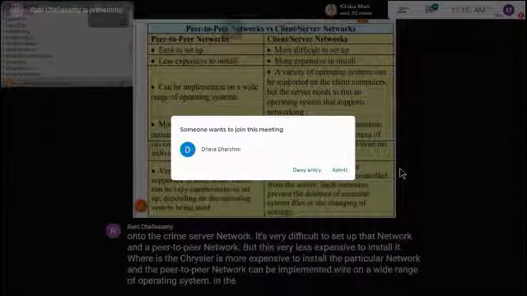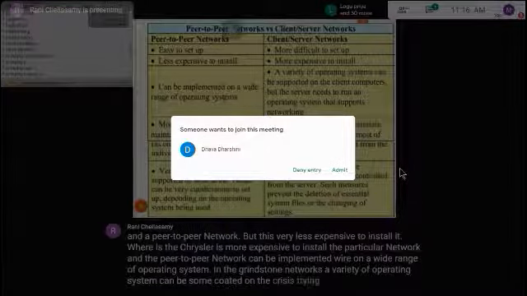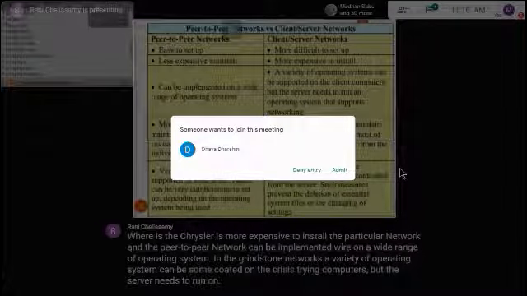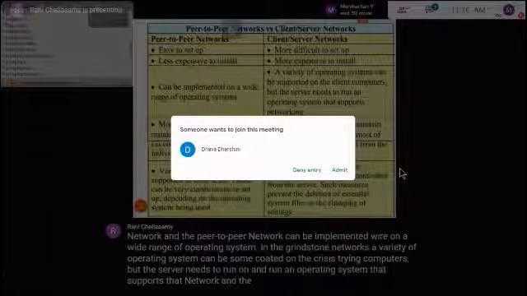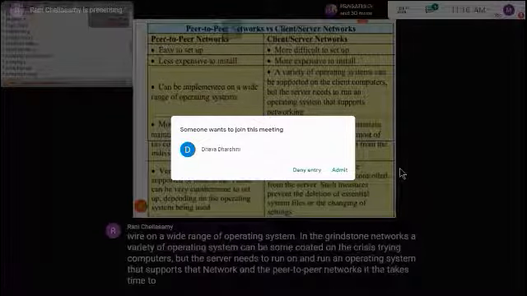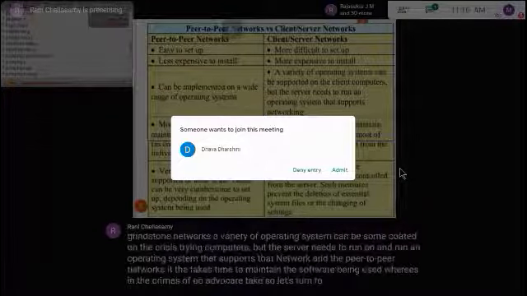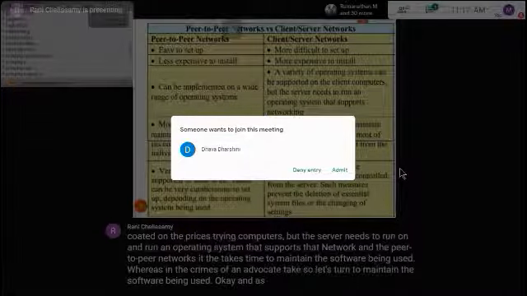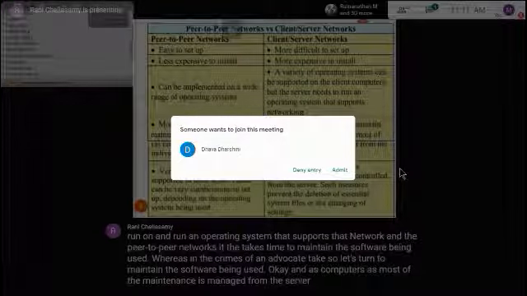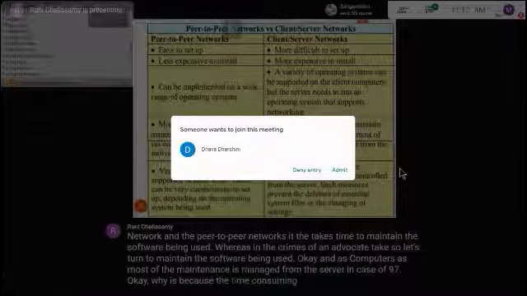In client-server networks, a variety of operating systems can be supported on the client computers, but the server needs to run an operating system that supports networking. In peer-to-peer networks, it takes time to maintain the software being used, whereas in client-server networks it takes less time, as most of the maintenance is managed from the server. Why? Because in peer-to-peer, the time-consuming part is that computers must be managed individually.